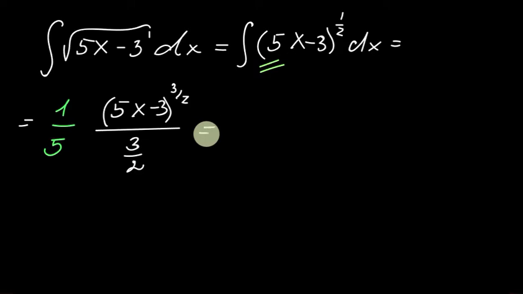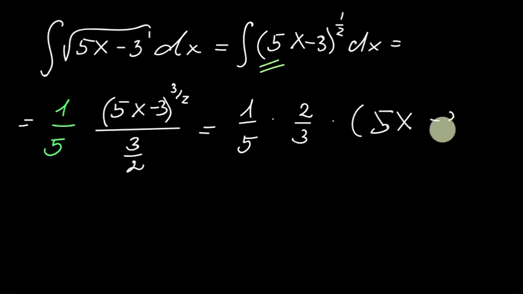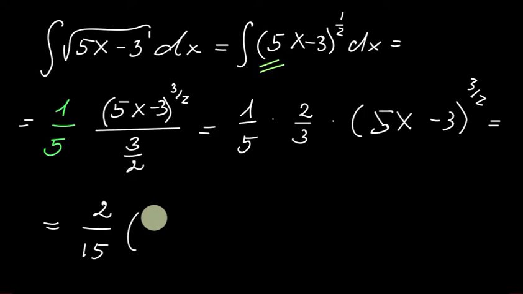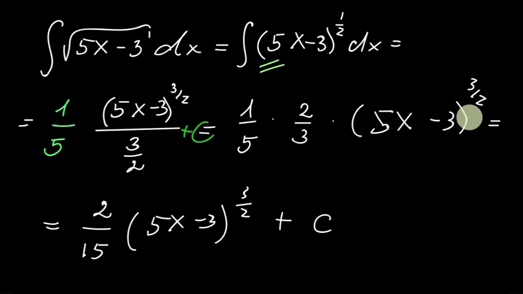So this will give us 1 over 5 times 2 over 3 times 5x minus 3 to the power of 3 over 2, and our answer is 2 over 15 times 5x minus 3 to the power of 3 over 2, plus c. Okay, let's move on.